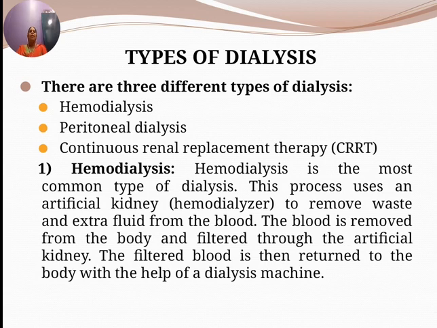In the hemodialysis method, which is the most common type of dialysis, they use an artificial kidney, that is the hemodialyzer, to remove waste and extra fluid from the blood. The blood is removed from the body and filtered through the artificial kidney. The filtered blood is then returned to the body with the help of a dialysis machine.